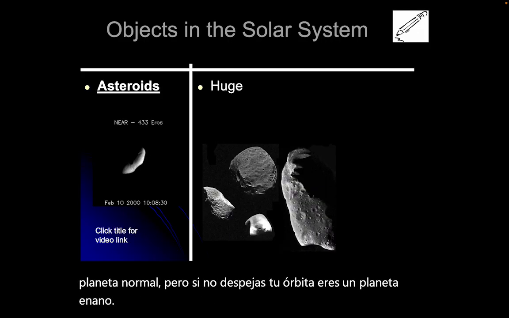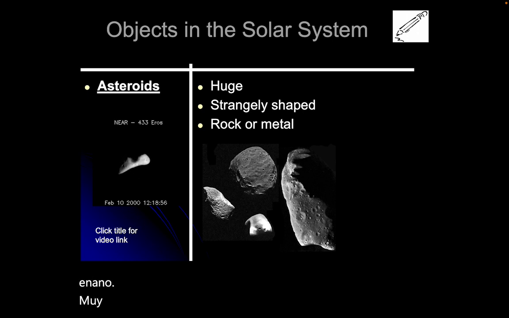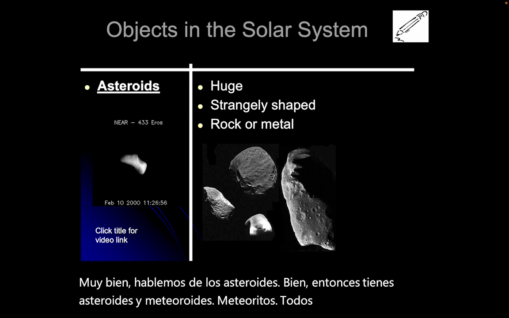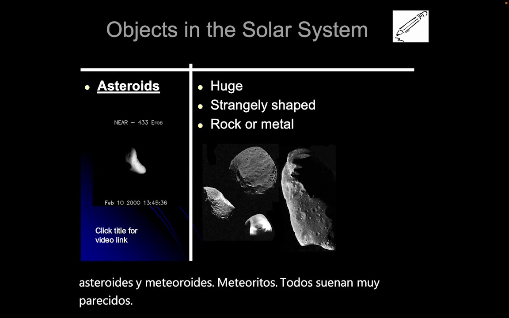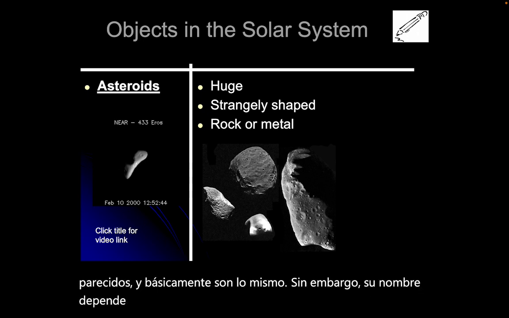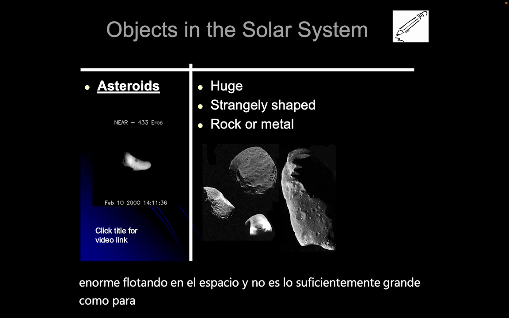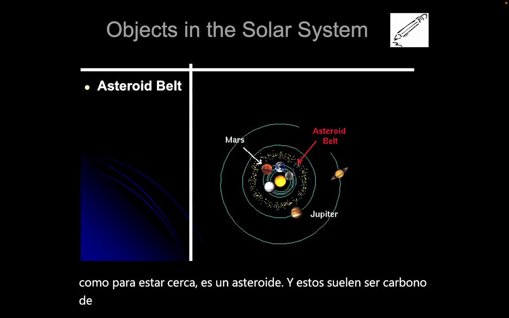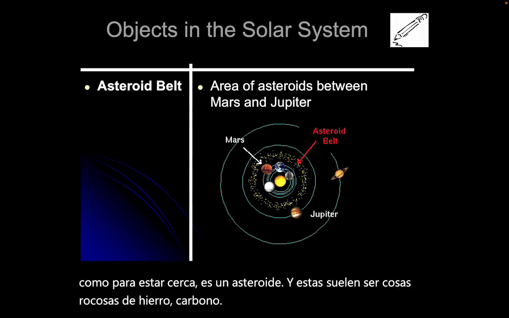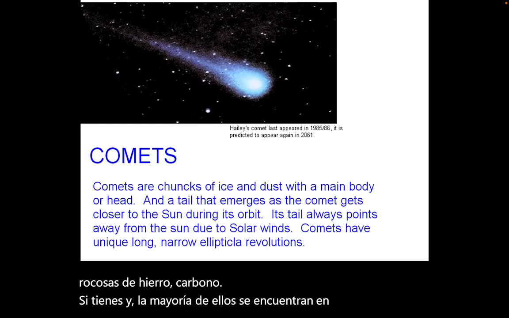Alrighty, so let's talk about asteroids. You have asteroids, meteoroids, meteorites. They all sound very similar, and they basically are the same thing. However, their name depends on where they are located. If you have a huge rock floating out in space and it's not big enough to be round, it's an asteroid. And these are usually rocky, iron, carbon things. Most of them are located in the asteroid belt between Mars and Jupiter.